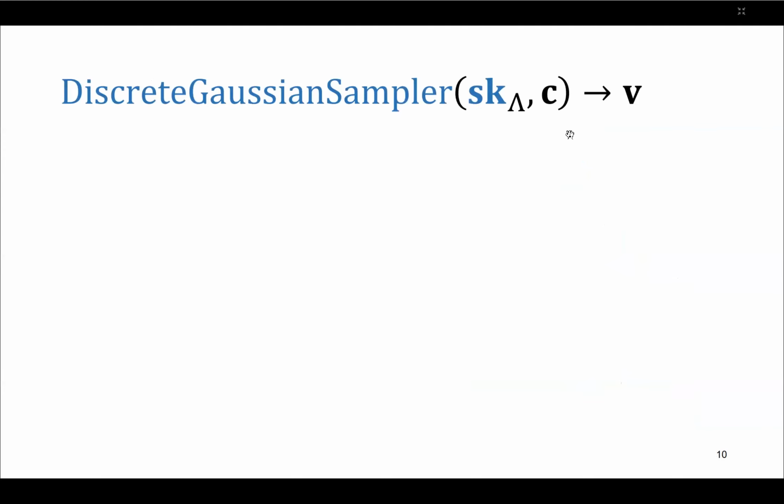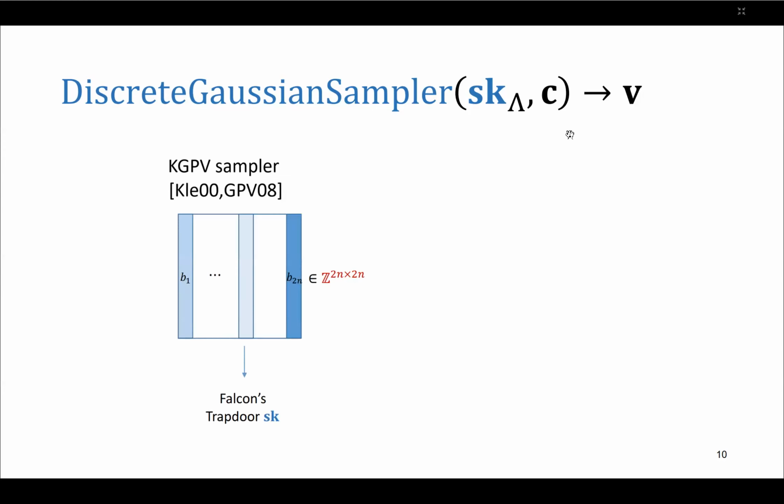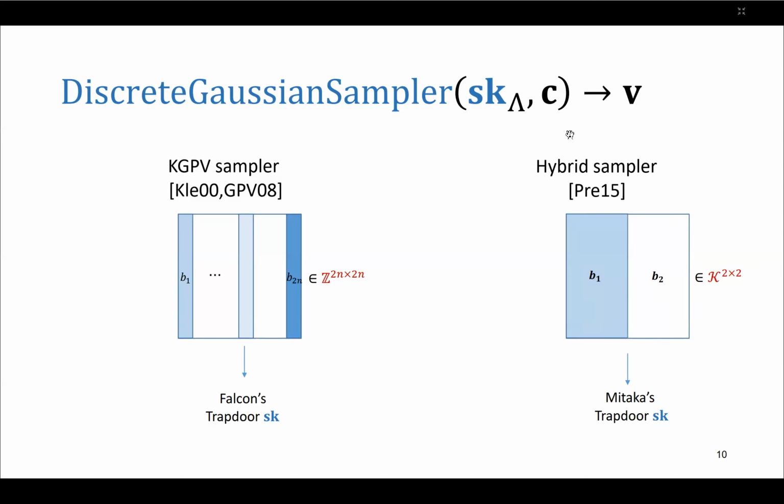So finally, we are here with a discrete Gaussian sampler taking as inputs a source basis Sk of the lattice Λ and a point C, and it will return a point V in Λ which is close to C. In general, V is just a linear combination of elements in the basis Sk. Depending on how Sk is represented, we have the Klein GPV sampler, which was initially used in Falcon, and the hybrid sampler, which is actually used in Mitaka.